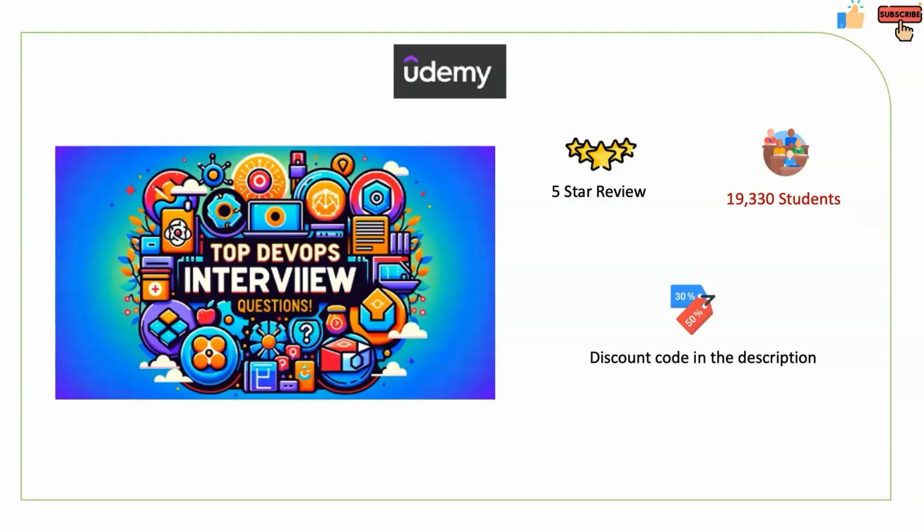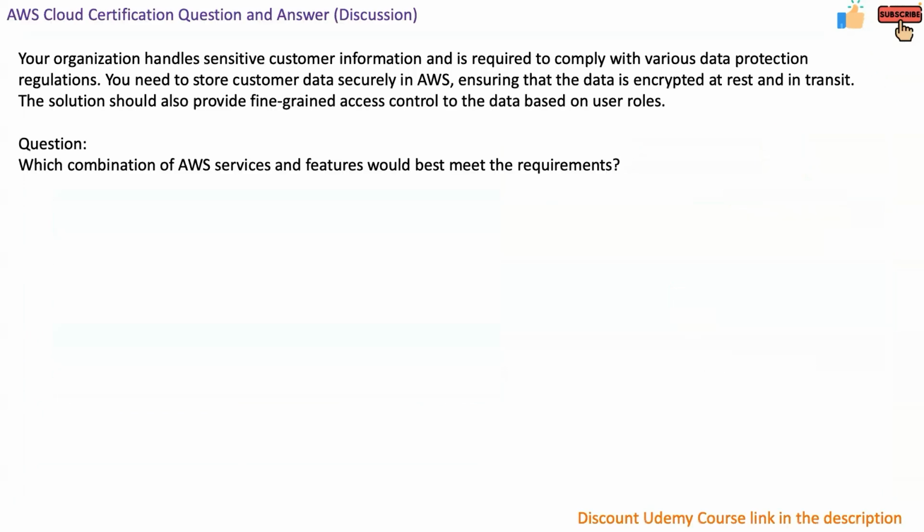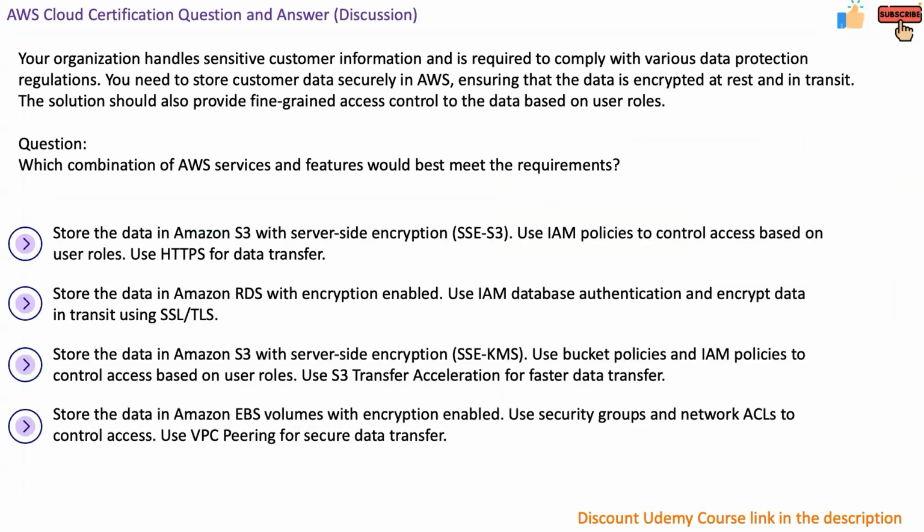Let us now go to the second question. The question is, your organization handles sensitive customer information and is required to comply with various data protection regulations. You need to store customer data securely in AWS, ensuring that the data is encrypted at rest and in transit. The solution should be provided with fine-grained access control to the data based on user roles. Which combination of AWS services and features would be best suiting the requirement?